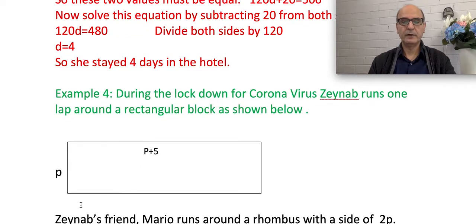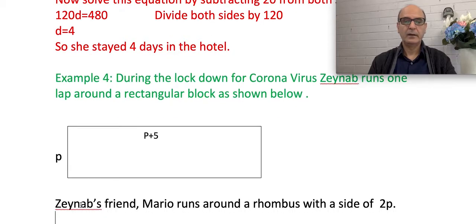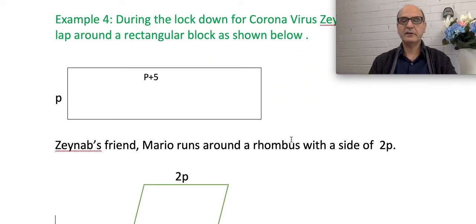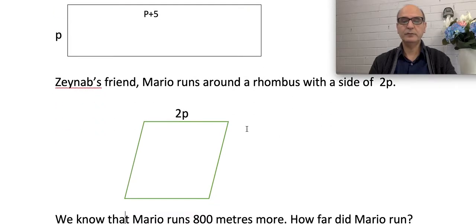Example 4. During the lockdown for coronavirus, Zainab runs one lap around a rectangular block as shown below. Alright, so that is the block which Zainab is running around. So that side is P, that is P plus 5. Zainab's friend Mario runs around the rhombus with a side of 2P. That is the block where Mario runs.